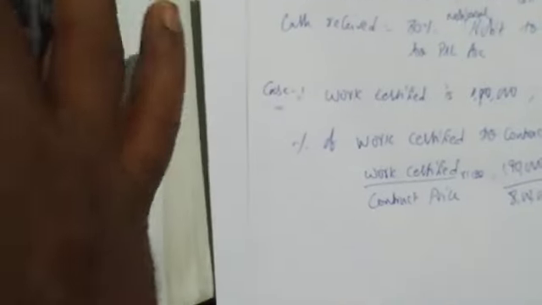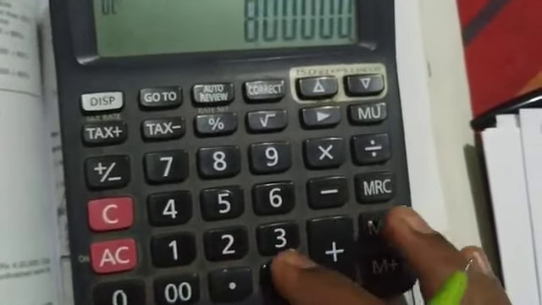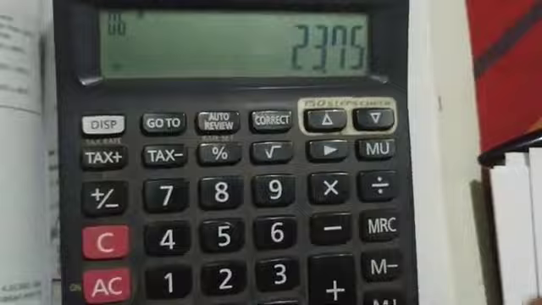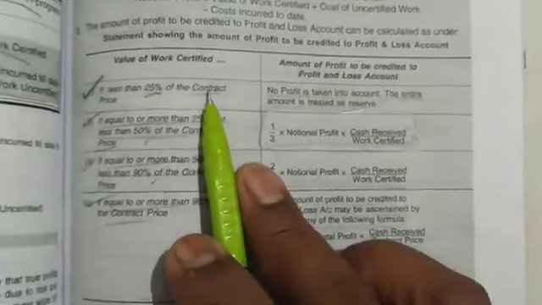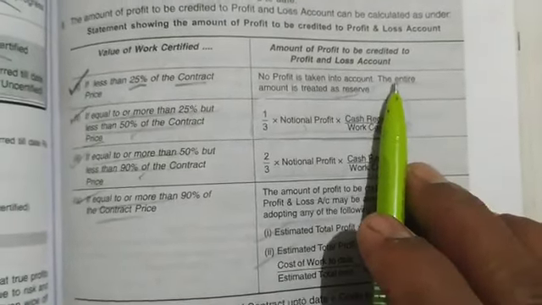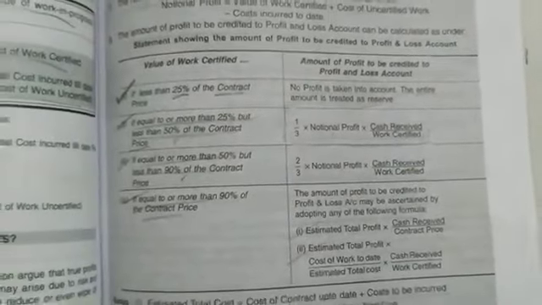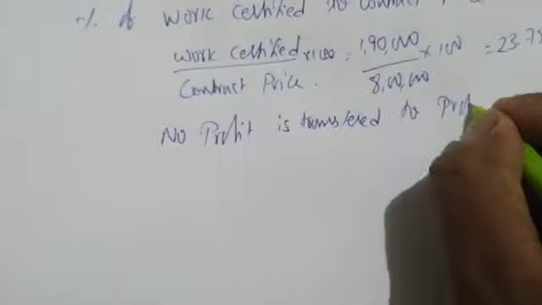So 1,90,000 divided by 8 lakhs, into 100, I am getting 23.75%. So what our rule is saying: if work certified is less than 25% of contract price, no profit is transferred to the profit and loss account. The entire profit should be transferred to reserve. Okay, done. Next is case number 2. So no profit, I am writing here, no profit is transferred to profit and loss account.